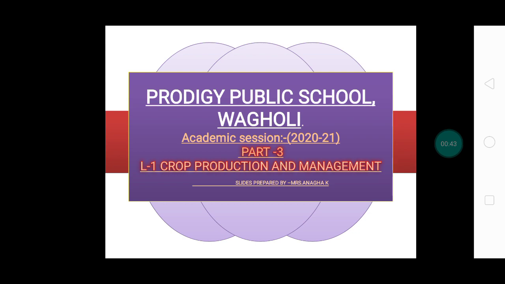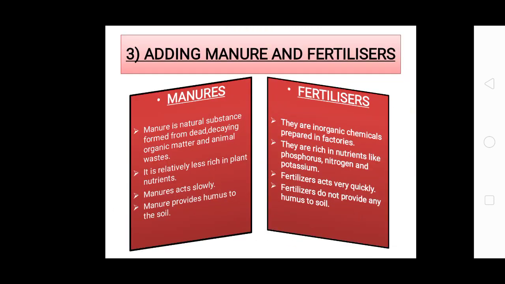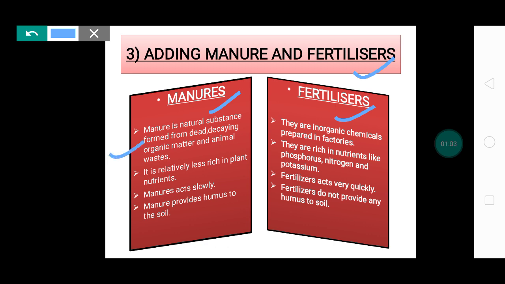Okay, so today what we are going to discuss is addition of manures and fertilizers. Adding manure and fertilizers. First thing, what is meant by manures and fertilizers? We need to know, then we'll go deep into manures and fertilizers. The first thing is that manure is nothing but a natural substance, formed from decay of dead organic matter and animal waste. Whereas fertilizers are inorganic chemicals prepared in factories.